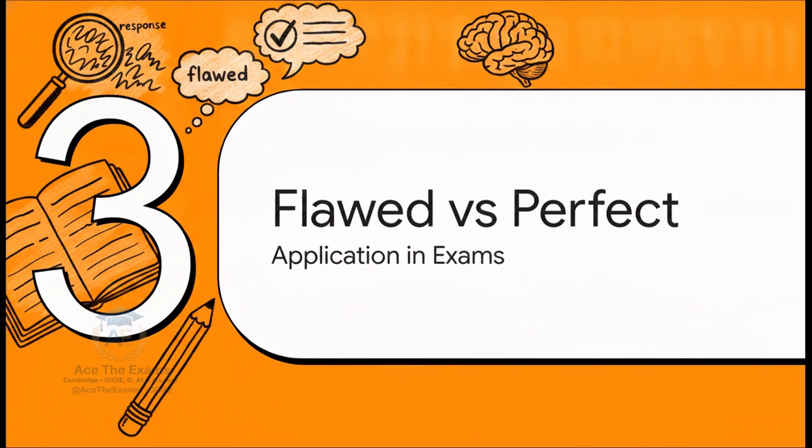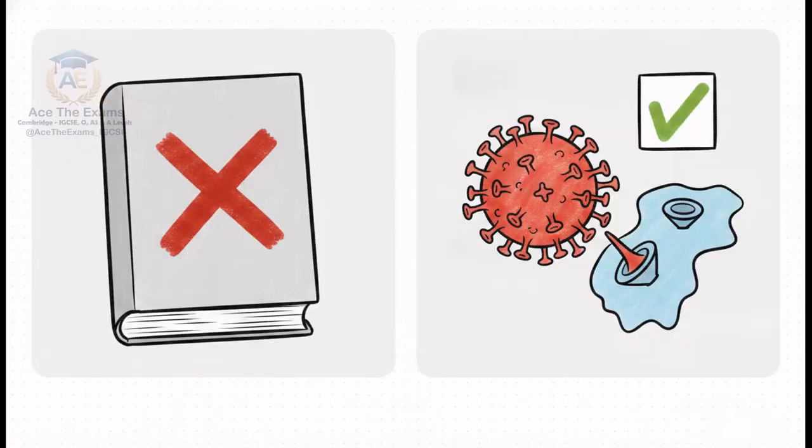All right, moving on to section 3, the application, flawed versus perfect answer. Let's look at a flawed answer first. It usually reads straight out of a textbook, like, the virus has a nucleic acid core and a protein capsid. Now that's completely true, right? But it's also incredibly generic.